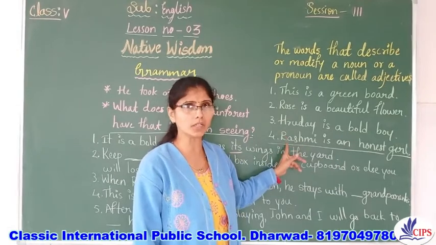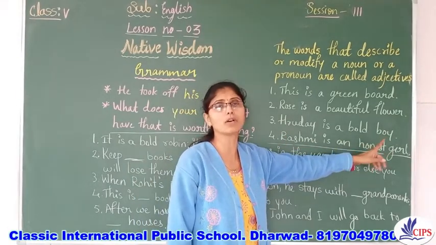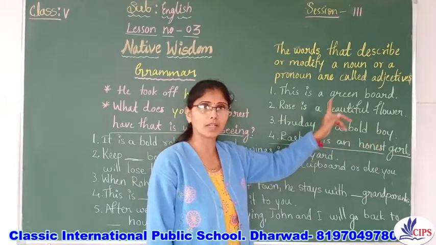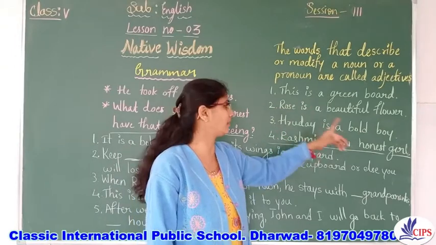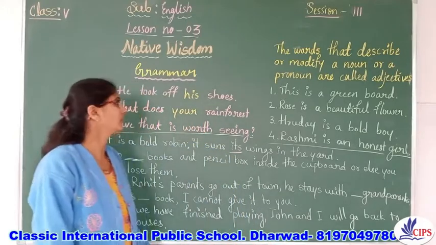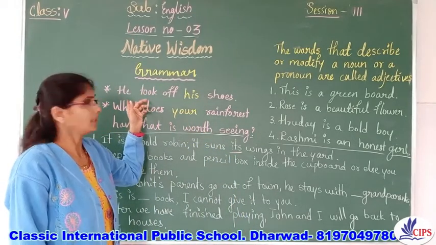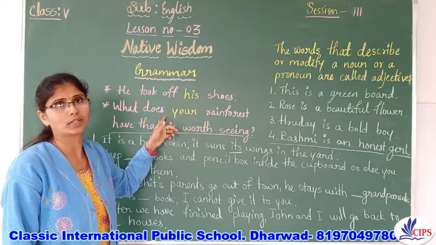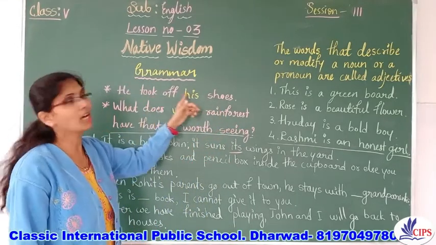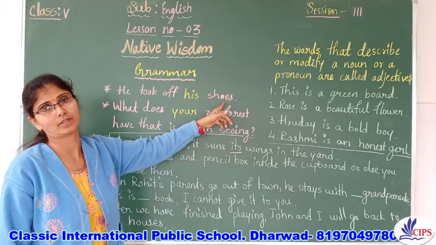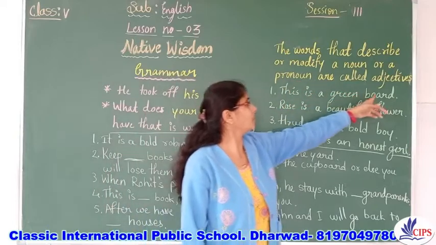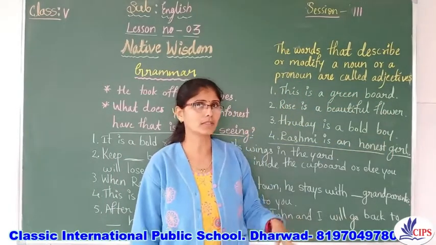Rashmi is a noun here. So, the word honest describes Rashmi here, or the word honest tells more about Rashmi here. So that it is an adjective here. Is it clear, children? Okay, observe this sentence here. These two sentences are from your textbook, page number 25. Okay, children, he took off his shoes. Getting? Let's come back. These all words are adjectives, right?